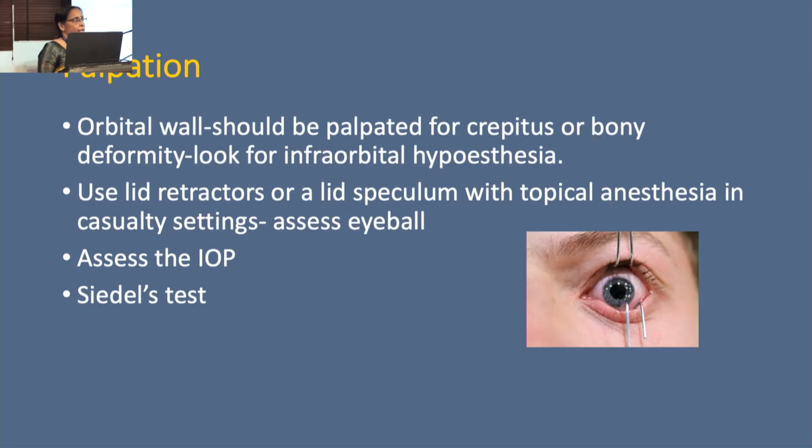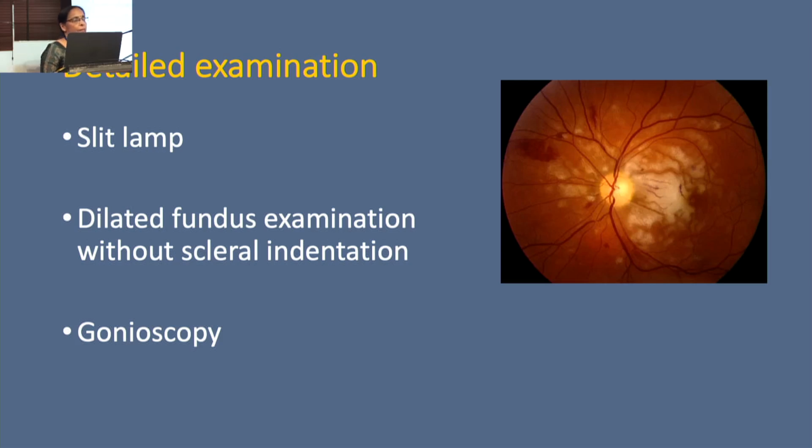Then come to palpation. Now don't try to palpate or put in a speculum. So make sure you first palpate the orbit, and then use a lid retractor or speculum with topical anesthesia and assess the IOP. You may need to do a Seidel's test, but a little more detailed examination with slit lamp or a fundus examination you can do a little later. And a gonioscopy, you have to decide whether you want to do it emergently or not. Suppose you are thinking there is a foreign body in the angle, you may require to do a gonioscopy. So detailed examination can be done a little more comfortably.